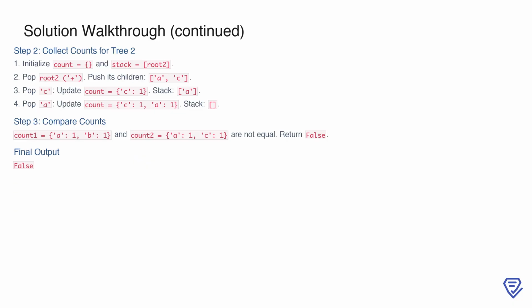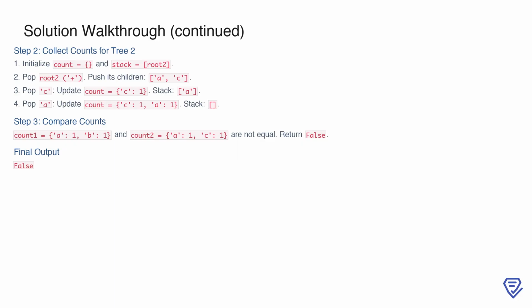For tree 2, the process of collecting counts begins similarly. We initialize an empty dictionary and stack, pop the root node, and push its children, a and c, onto the stack. First, we pop c, a leaf node, and update the dictionary to {c: 1}, then we pop another leaf node, and update the dictionary to {c: 1, a: 1}.